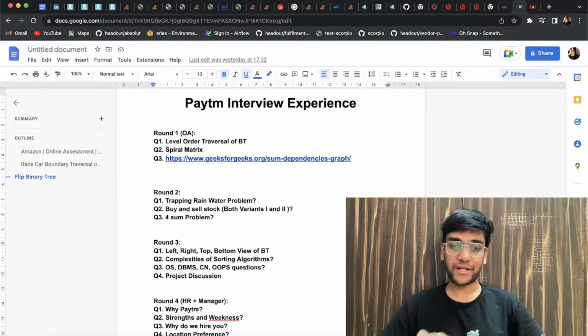Round 3 is left, right, top and bottom view of binary tree. I was asked about the right view of the binary tree, but I recommend that you have all the approaches in your mind for all these four views of binary tree, so that whenever you are asked about any of the views of binary tree, you will easily be able to write the code or tell the approach.